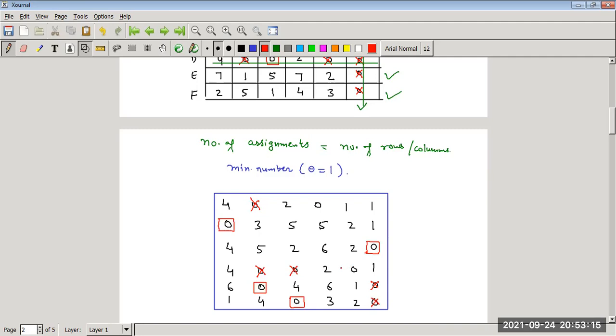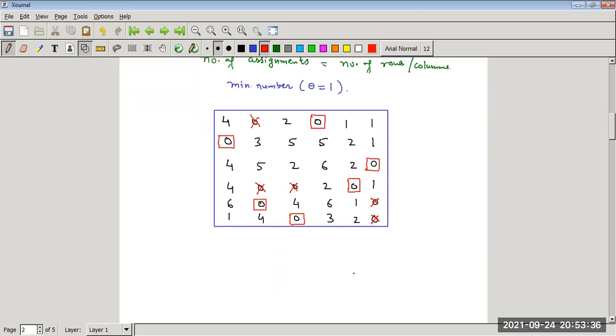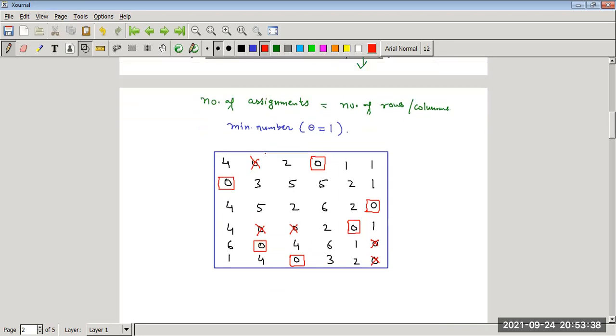Now come to column wise. First column we have already assigned, second assigned, third assigned. In the fourth there is only 1 zero, so we assign this 0. In the fifth there is only 1 zero, we assign this 0. So the number of assignments is equal to 6 and the order of the matrix is also equal to 6. So the assignment process is done.